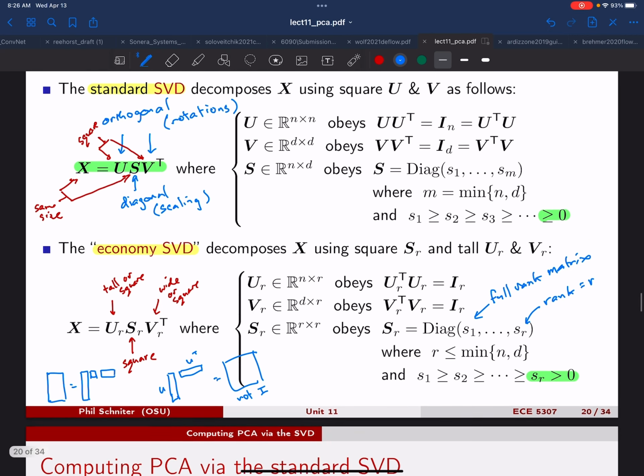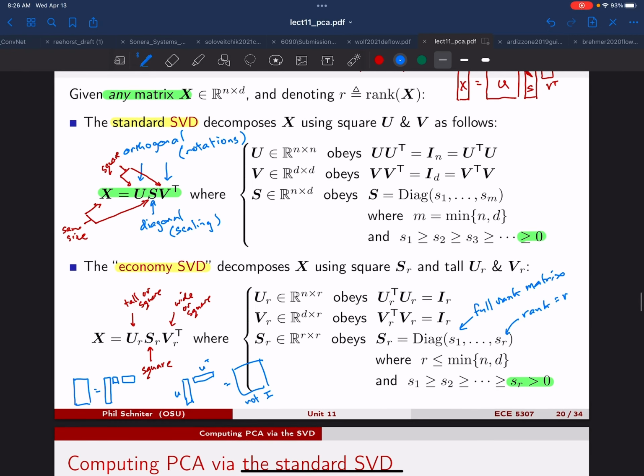Okay, so this transformation is super useful because it allows you to sort of unpack a matrix into components which are easy to deal with. The U and V are easy to deal with, they're orthogonal, and then the S tells you everything about the rank of the matrix, and you can prove a lot of different things using the SVD in linear algebra.